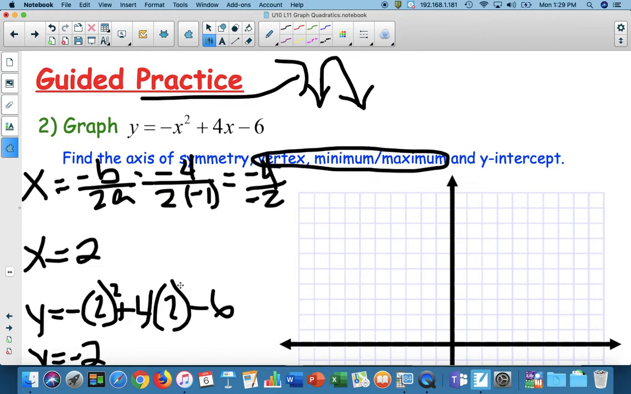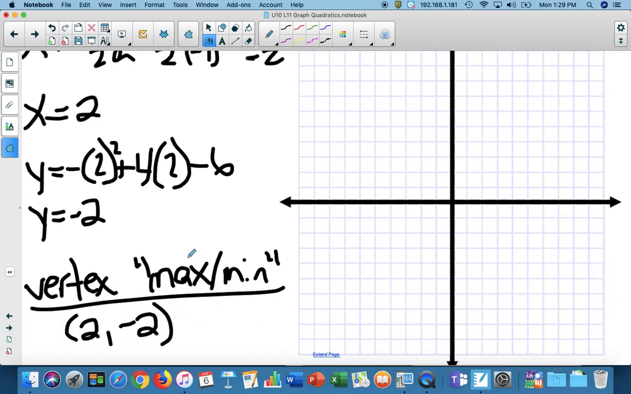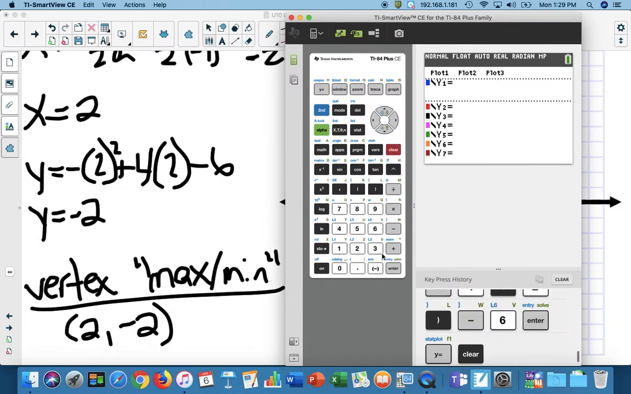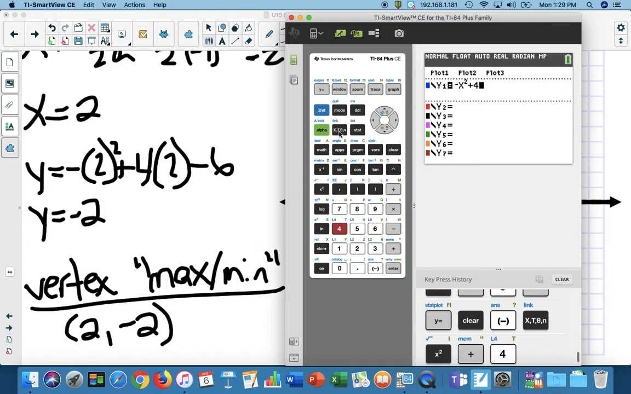All right, so now let's graph. We figured out our vertex. Let's make sure it's right, actually. So actually, let's go back to the calculator, go to y equals, and now let's plug this one in. Negative x squared plus 4x minus 6. And we get a second graph.